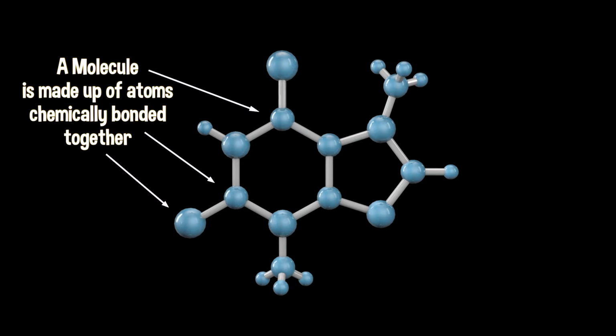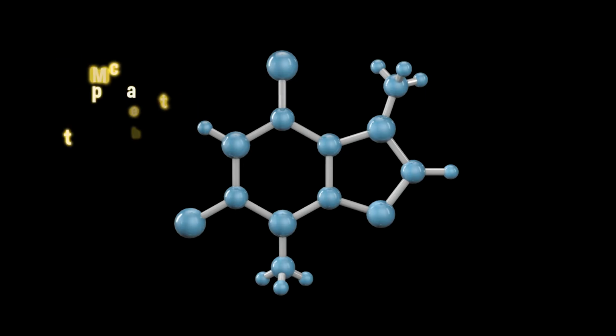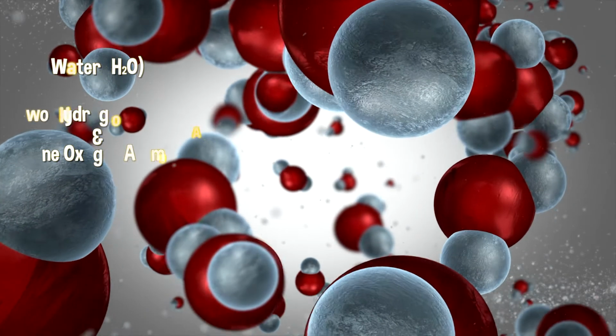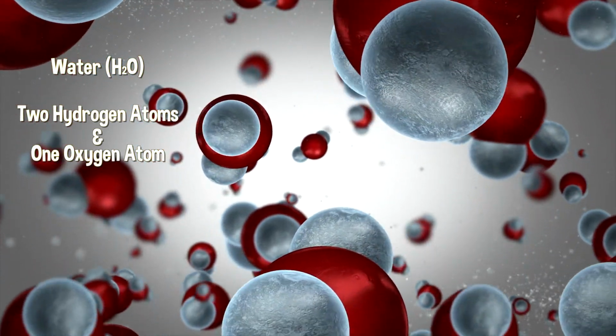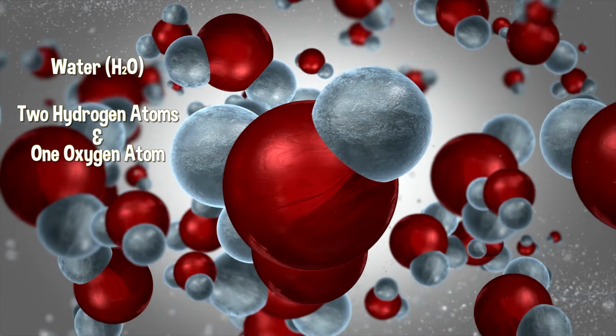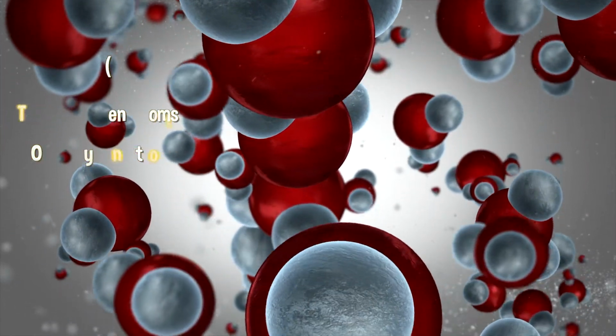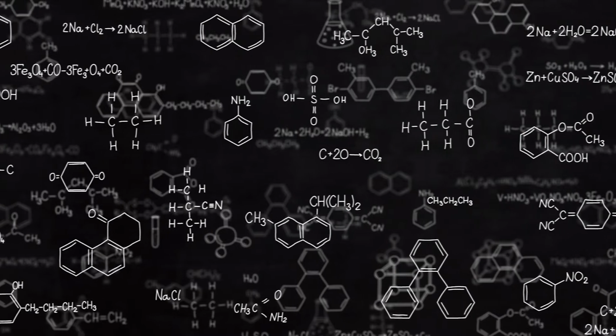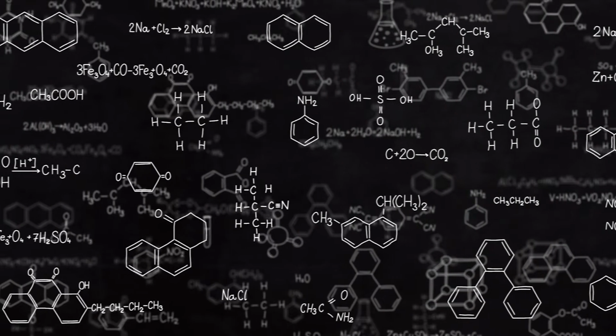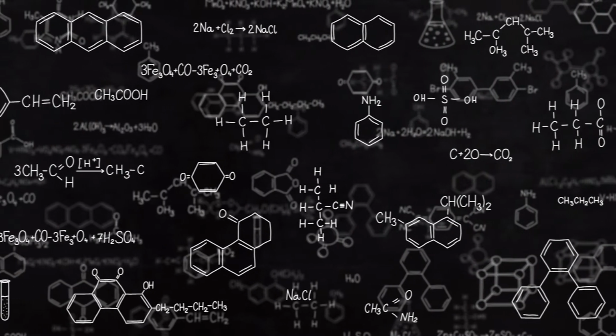Because there are so many different ways to arrange atoms, trillions of different molecules can be made from just a few elements. For example, water is made up of 1 oxygen and 2 hydrogen atoms bonded together. When molecules interact with each other so that bonds between molecules are broken and new molecules are formed, then a chemical reaction has taken place.